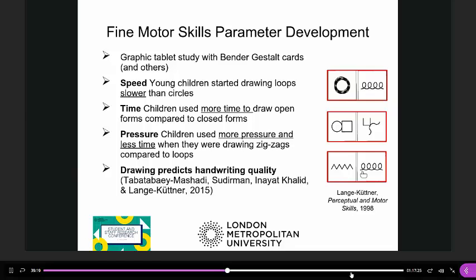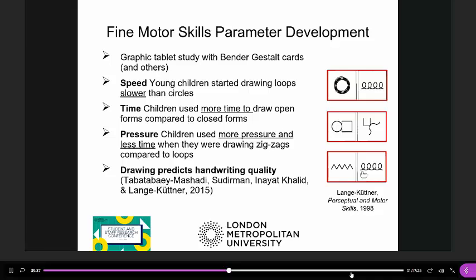Then they learn to draw open forms. So these are all closed forms, but these are open forms, and they need more time to draw open forms than closed forms. And why is that? Because they need to inhibit their fine motor skills.